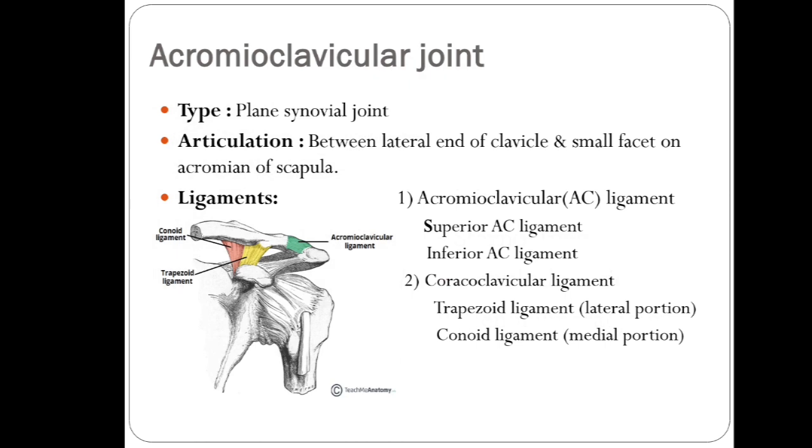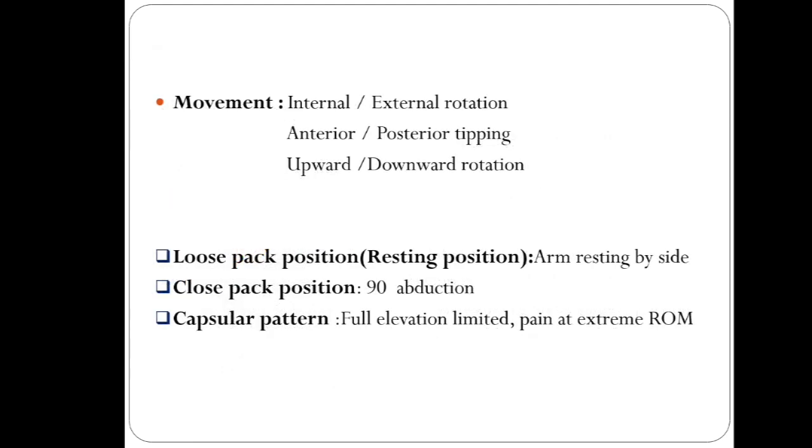The acromioclavicular joint is a plane synovial joint, and the articulation is between the lateral end of the clavicle and a small facet on the acromion of the scapula. The ligaments include the acromioclavicular ligament, superior and inferior acromioclavicular ligaments, and the coracoclavicular ligament, having the lateral trapezoid ligament and the medial conoid ligament. Movements available are internal and external rotation, anterior and posterior tipping, and upward and downward rotation of the scapula.